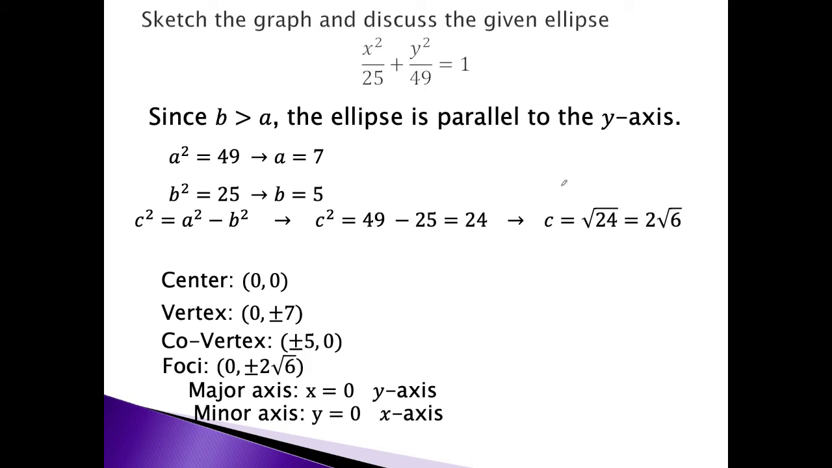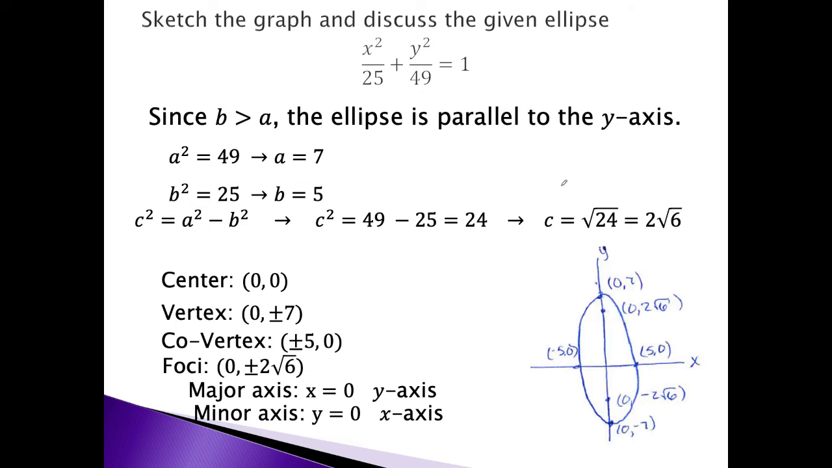When we draw this out, we have that our major axis is the y-axis, and our minor axis is the x-axis. Our vertices are at (0, 7) and (0, negative 7). Our foci are (0, 2 square roots of 6) and (0, negative 2 square roots of 6). And our co-vertices are (negative 5, 0) and (5, 0).